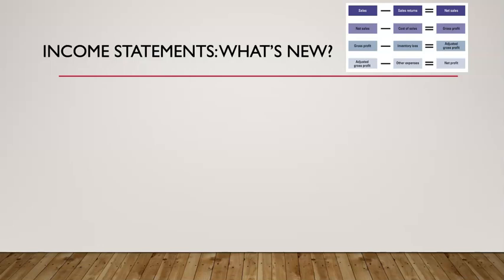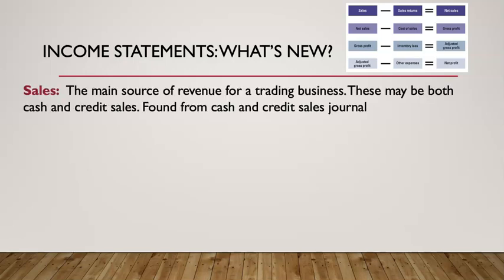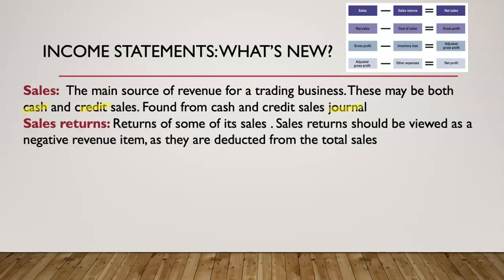So now we've definitely got some new terminology to remember, and this is really the glossary or summary notes to remember. Sales are still sales. These are the main source of revenue for a trading business. Remembering these could be cash and credit, and we find them from our journals, our cash and credit sales journals.